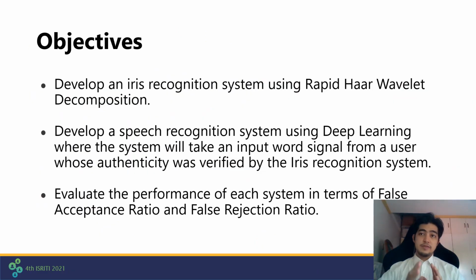Now, the objectives of our study are to develop an iris recognition system using rapid Haar wavelet decomposition and a speech recognition system using deep learning, where the user's authenticity is verified by the iris recognition system. The study's objective also addresses the accompanying issues in cash aid distribution, particularly in the DSWD 4Ps. And of course, it evaluates each system's performance in terms of the FAR and the FRR ratio.